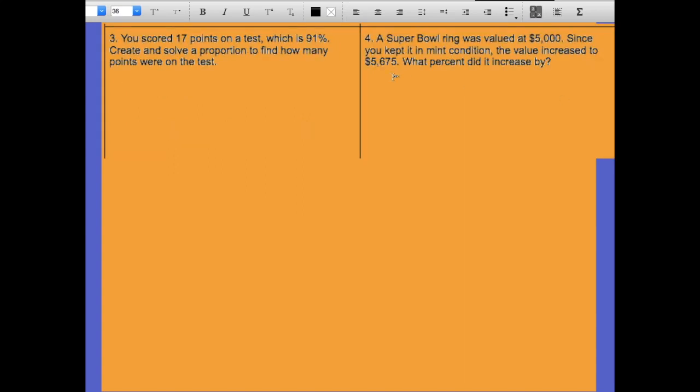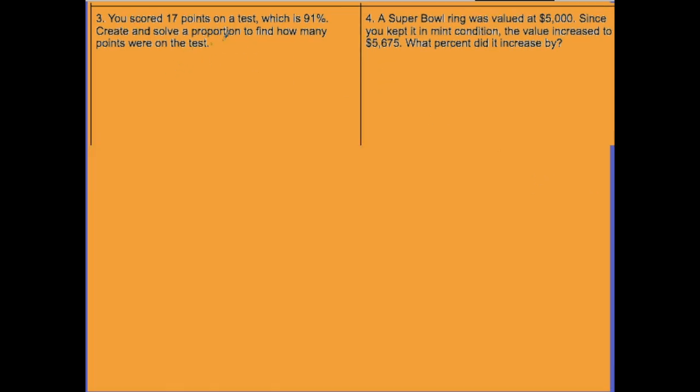All right, so we're going to look at this next one, writing a proportion here. It says you scored 17 points on a test, which is 91%. Create and solve a proportion to find how many points were on the test. Let's start with probably the easier part of this, 91%. Remember from everything we've learned, percent means out of 100. Also remember we have our part to whole. So I'm going to go, what's the part of this? Well, you scored 17. That's not the total points. So 17 out of x.